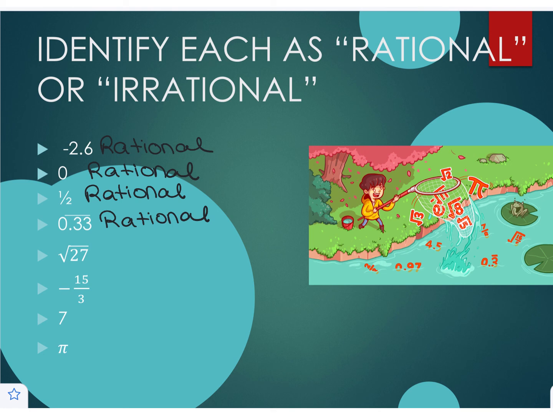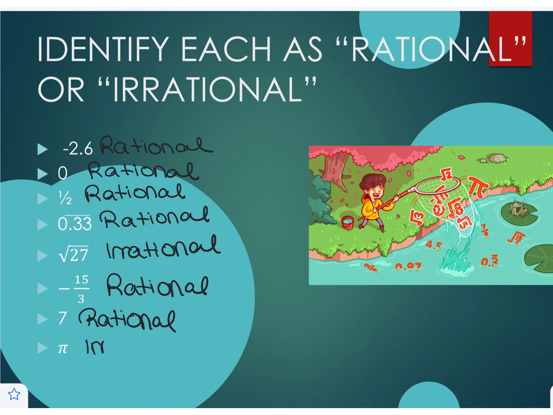Radical 27 or square root of 27 is irrational. It's not a perfect square. -15 over 3 is rational. 7 is rational. And pi, irrational.